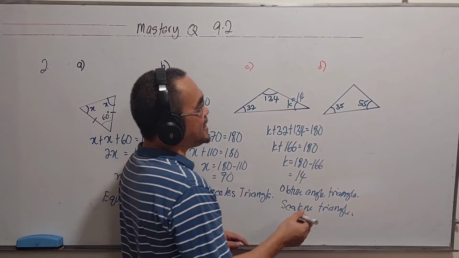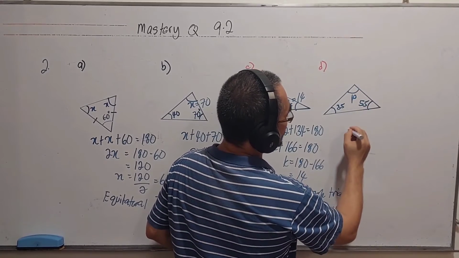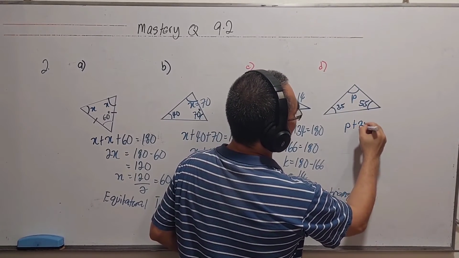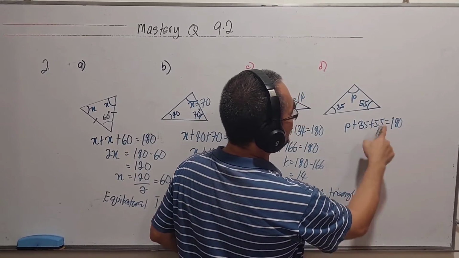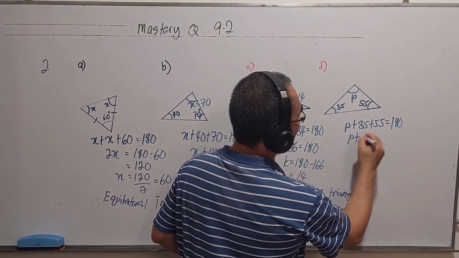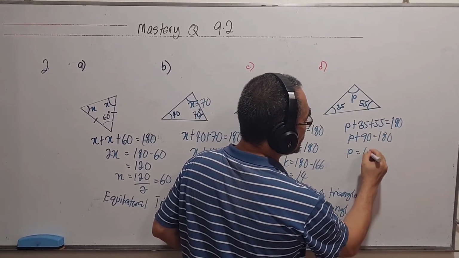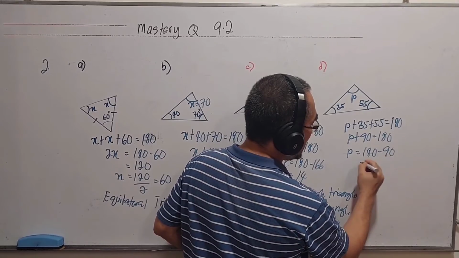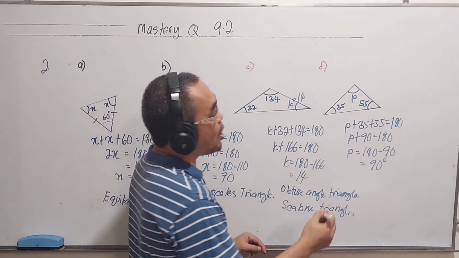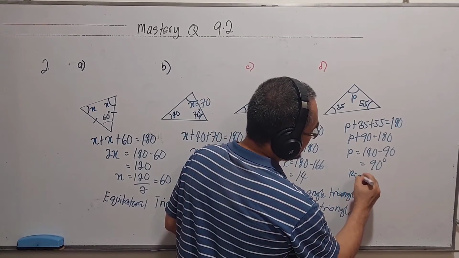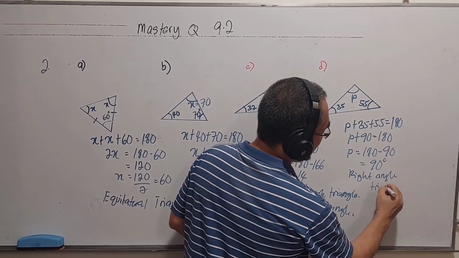And the last one, D, here I will label as P. So we say P plus 35 plus 55 will be 180. 35 and 55 will be 90. So P plus 90 will be 180. So P equals to 180 minus 90, which is 90 degrees. So this is called a right angle triangle.